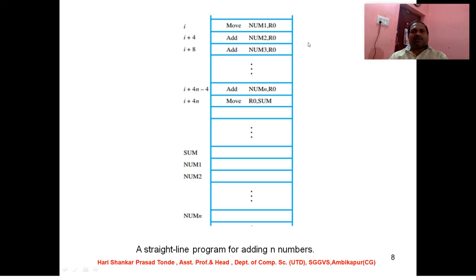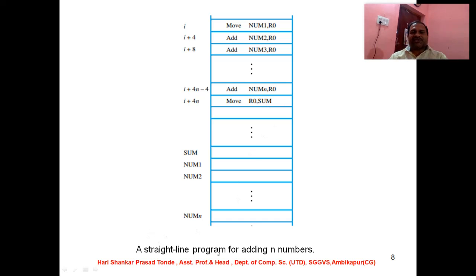Move num1 comma r0, we're again incrementing 4 points. Add num2 comma r0, afterwards add num3 r0. So we are going to add the various numbers to the register r0. Likewise, we are going to move up to the nth term of number. We are adding each and every particular number to the r0, and at one stage, whatever is the requirement, 100 terms, 200 terms, whatever is the number of terms, we are going to sum all the numbers and store to the memory.